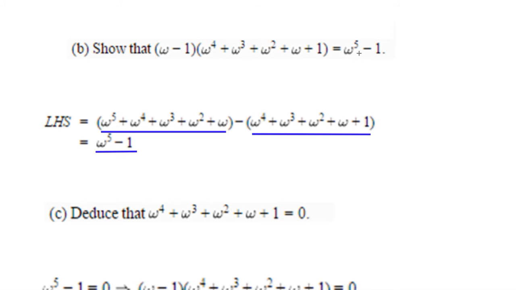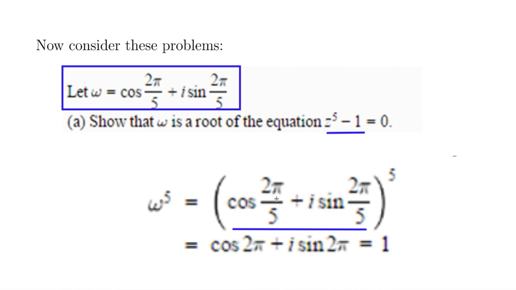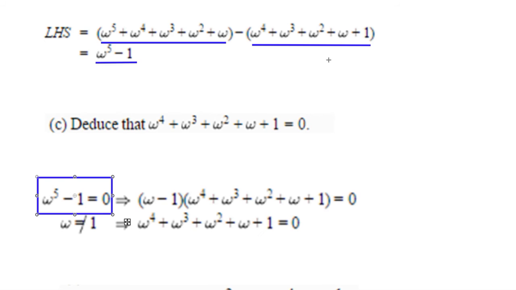Since omega 5 is 1, then omega 5 minus 1 is 1 minus 1, which is 0. I'll say that again. So we have omega 5 is 1. That's this question here. You can see there is my omega 5. It became equal to 1. Since that is the case, then omega 5 minus 1 is 0.